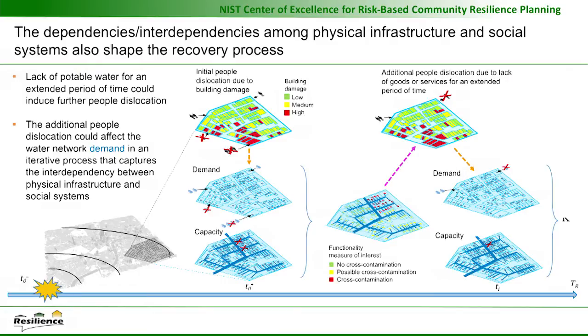The interdependencies among physical infrastructure and social systems also shape the recovery process. Lack of potable water for an extended period of time could induce further population dislocation. The additional population dislocation could affect the water network demand in an iterative process that captures the interdependency between physical infrastructure and social systems.